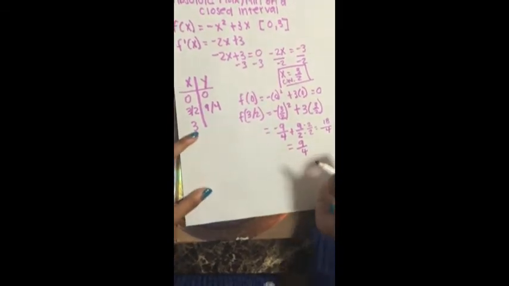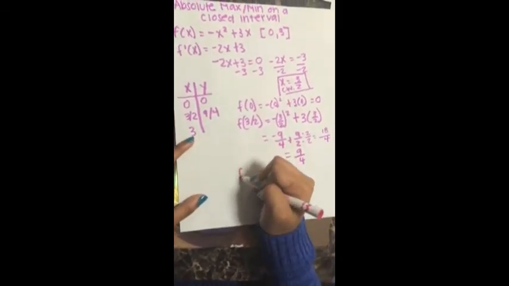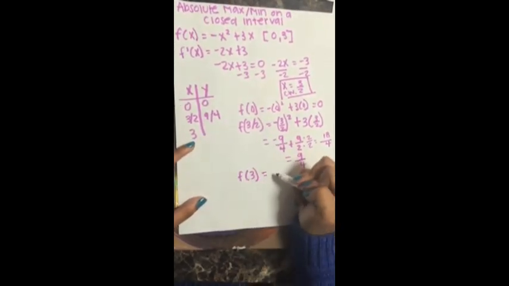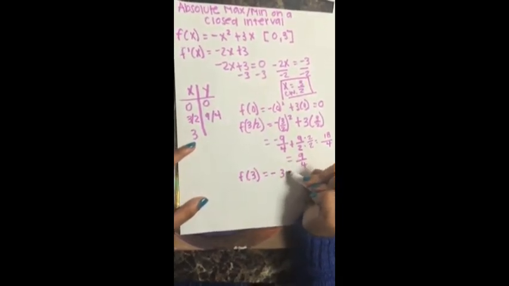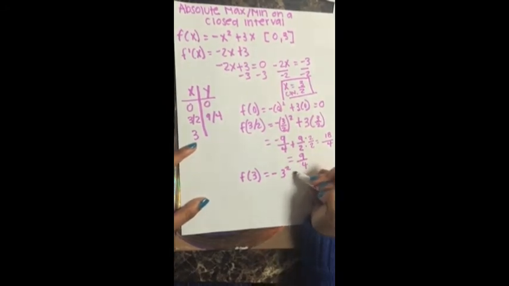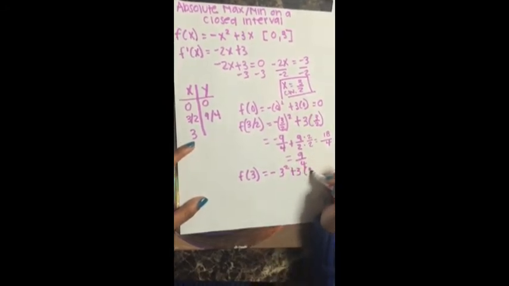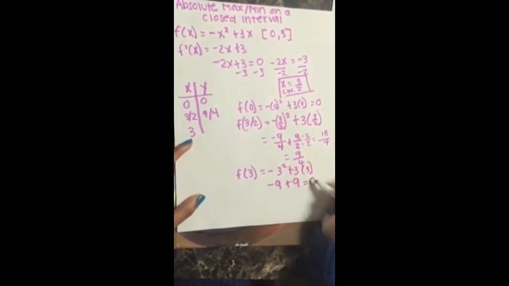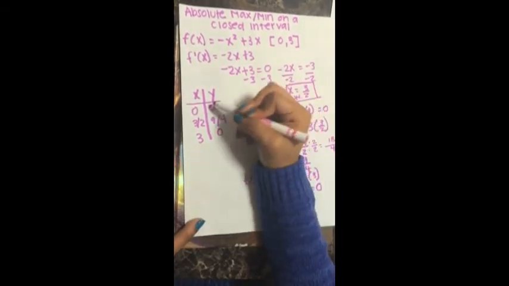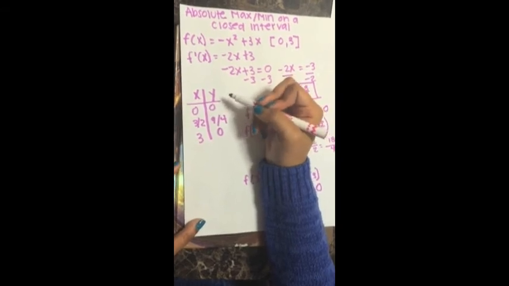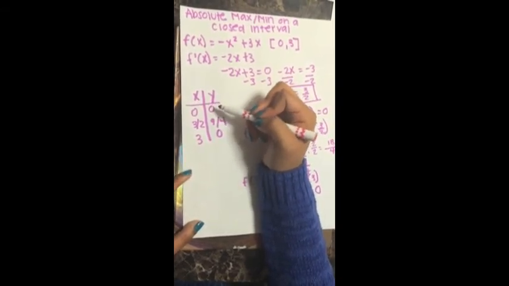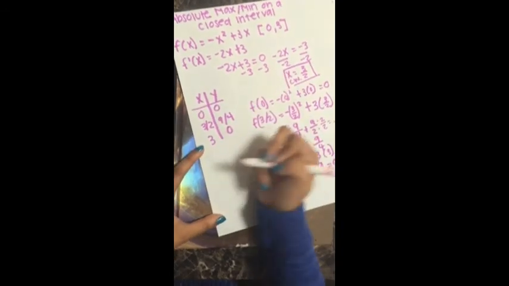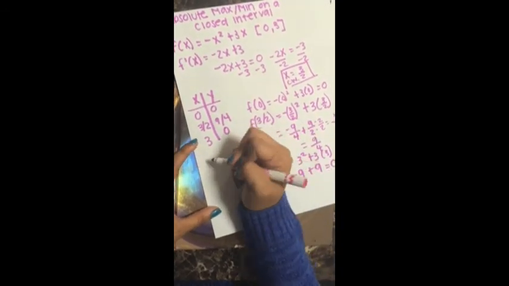And now we're going to plug into our function. We're going to plug 3 into our function, and we'll get negative 3 squared plus 3 times 3. So that'll give us negative 9 plus 9, which is 0. So we see that our minimums are 0, 0, and 3, 0. So that's where the lowest points of the graph of the function.